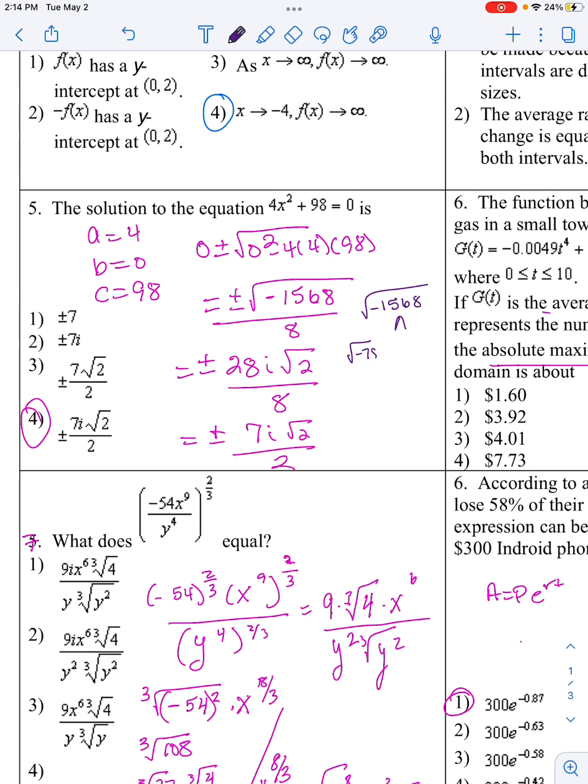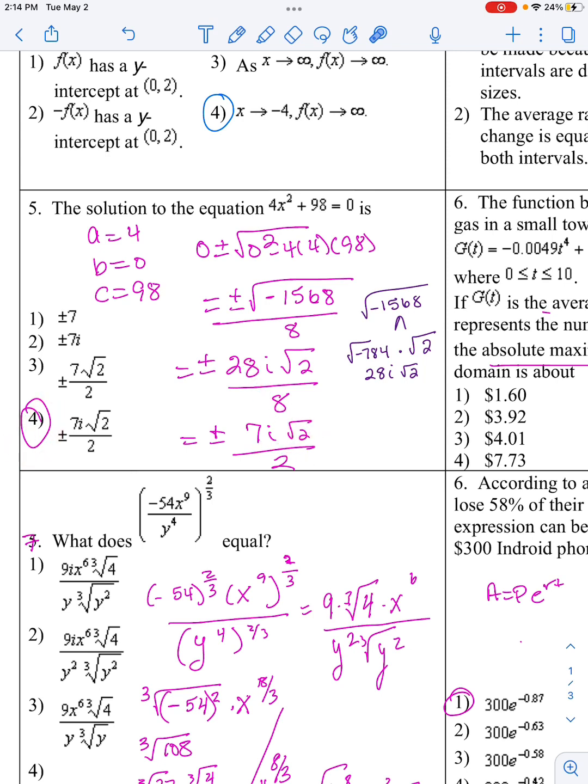Negative 784 times the square root of 2. And then the square root of negative 784 is going to be that 28i. And then bring down the radical 2, all of that over 8. And then we can simplify these here to be 7i radical 2 over 2.